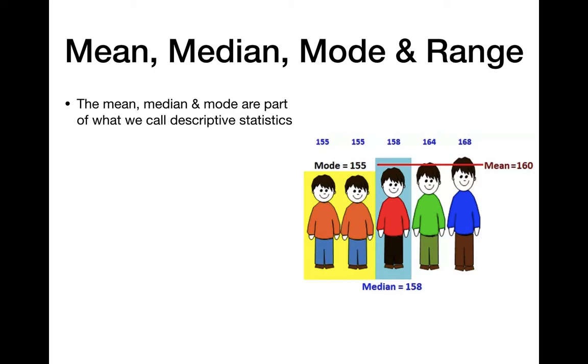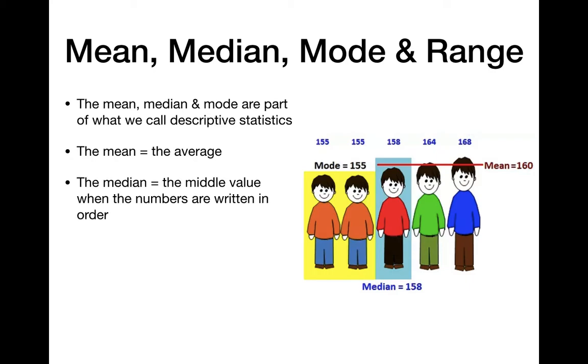So the mean, median, and mode are part of descriptive statistics, because they help describe the data set. The mean is sometimes called the average in non-statistical vernacular. If you take all the different data points, add them up, and divide by the number of data points, that's the average, or the mean. The median, if we take all the values and list them in order from smallest to largest, that's the middle value.